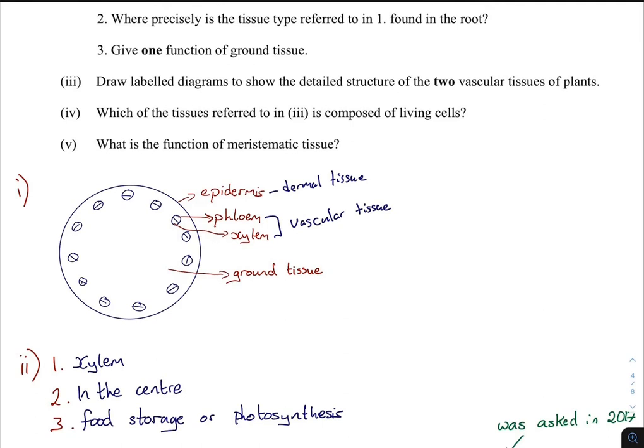Name another function of ground tissue. Okay, so you do need to know two. So storage, and make sure you say storage of what? Food. Okay, and photosynthesis. Now, part 3.